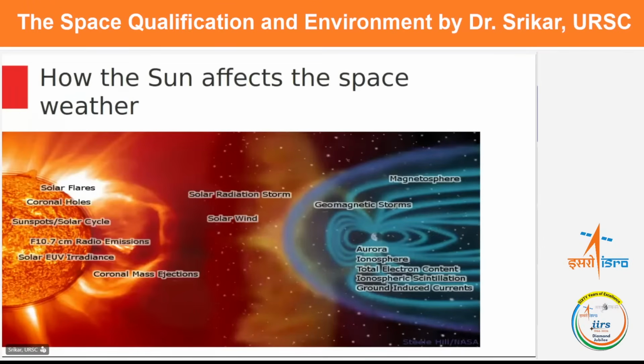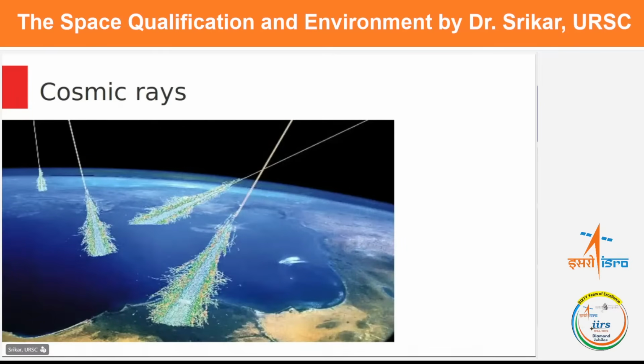So apart from this, let me go to this slide and show that there is also another source of radiation that permeates the space environment. Those are the cosmic rays. Cosmic rays are very high energy particles. Again, these are charged particles, mainly constituting of protons, electrons, and heavy nuclei.